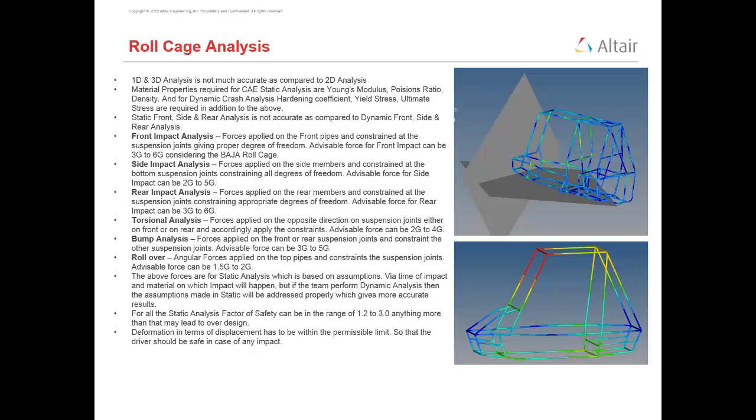For bump, we apply the force on the front or rear suspension joints and constrain the other suspension joints. Advisable force can be 3 to 5G. For rollover, angular forces are applied on the top side of the pipes, that is, as you can see here, at the top end of the roll cage, and we constrain the suspension joints. Advisable force for rollover is 1.5 to 2G.